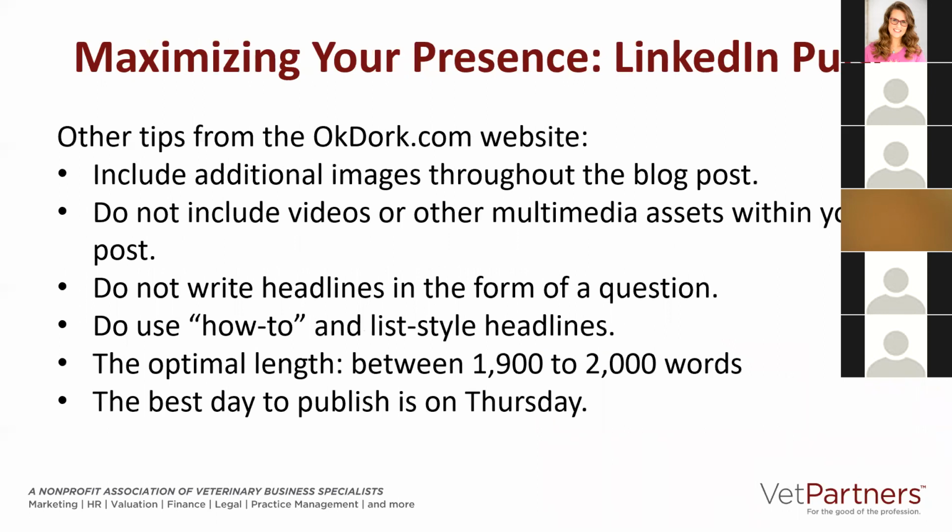Some additional tips from the okdork.com website: strive to include additional images throughout your blog post. Don't include videos or other multimedia assets within your post, because posts with those elements don't perform as well. Don't write headlines in the form of a question. Don't use how-to and list style headlines. The optimal length of your post should be between 1,900 and 2,000 words, but the longer, the better. And the best day to publish on Pulse is on Thursday.